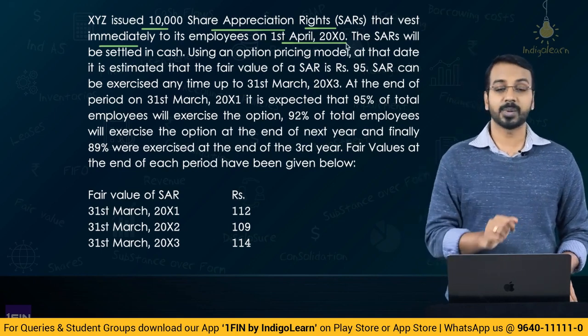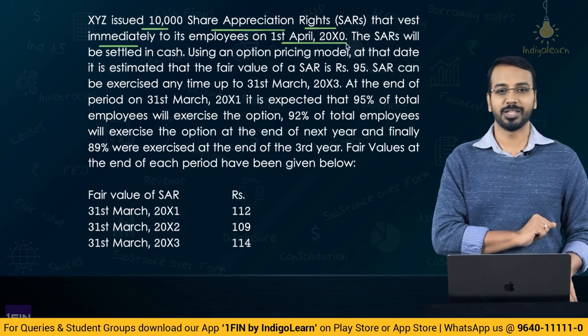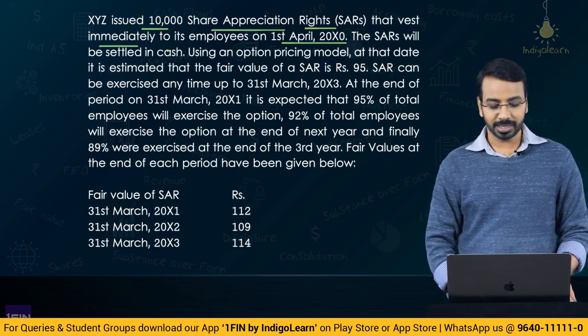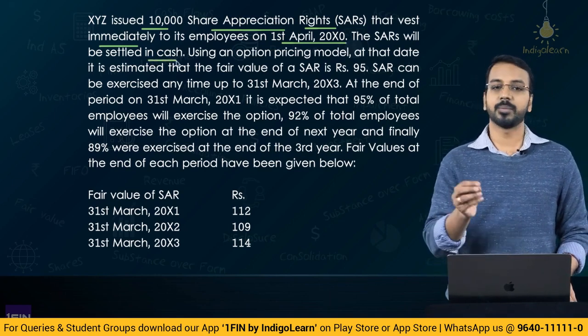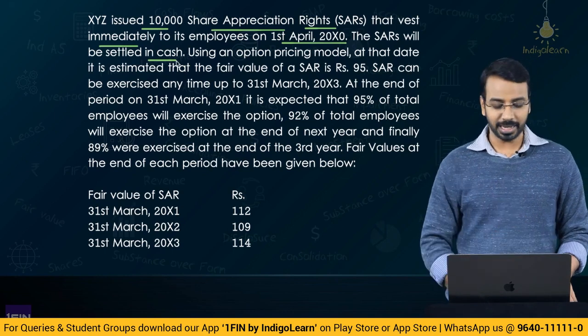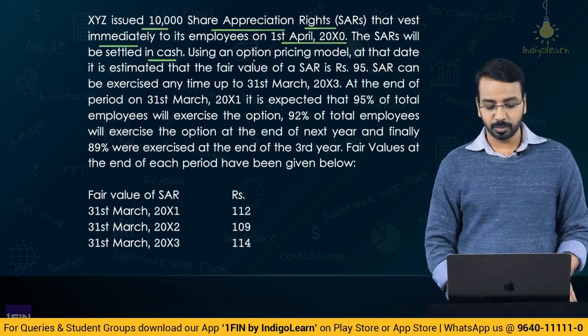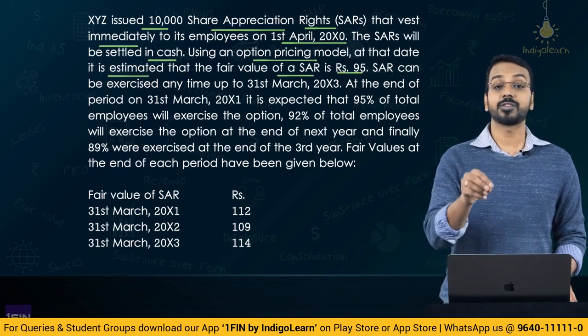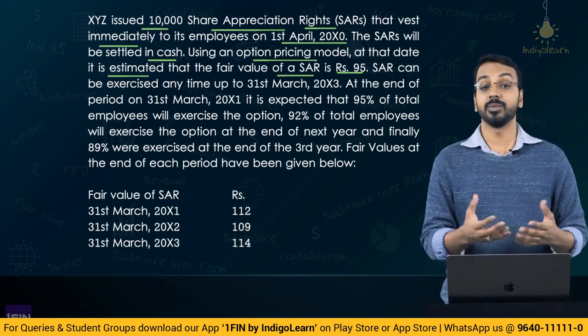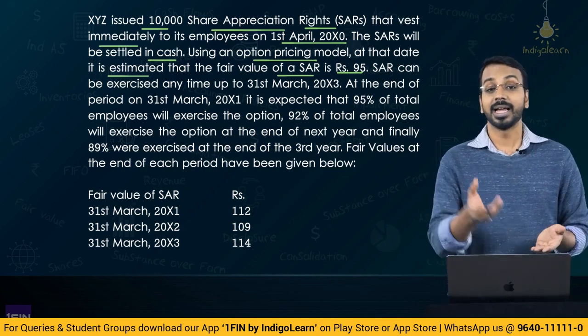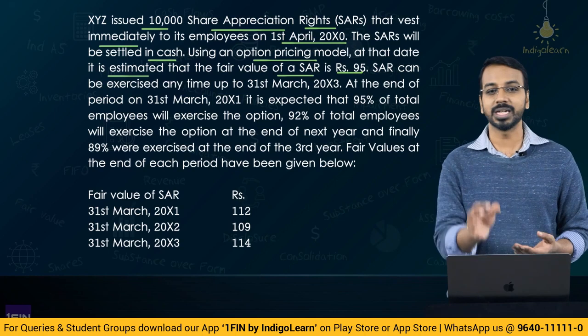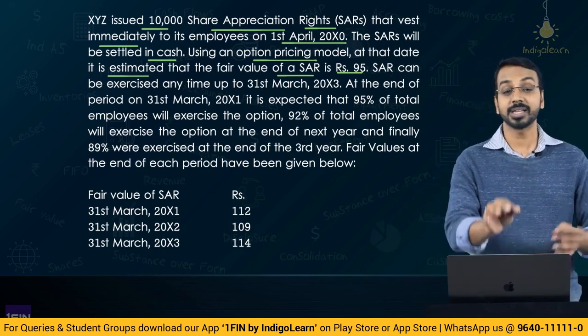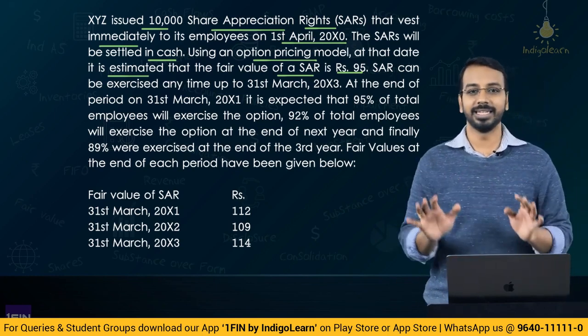When will we recognize the expense? On 1st of April of year 0. Okay. The SARs will be settled in cash. So, the share appreciation rights will be settled in cash. Using an option pricing model, at that date, it is estimated that the fair value of a SAR is 95. So, the fair value of a share appreciation right is 95. Meaning to say, what is the expense? 95 multiplied by 10,000, 9,50,000 is the expense to be recognized immediately.